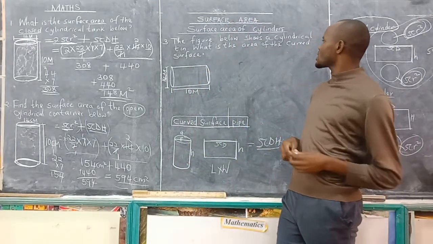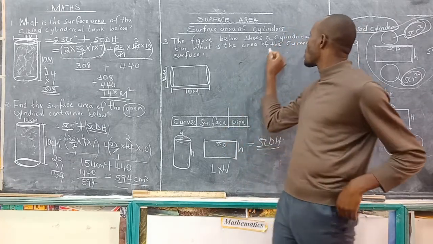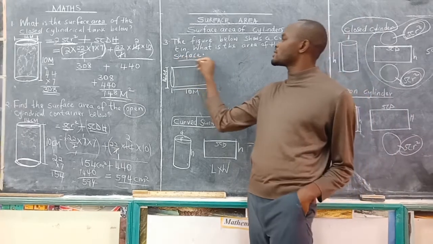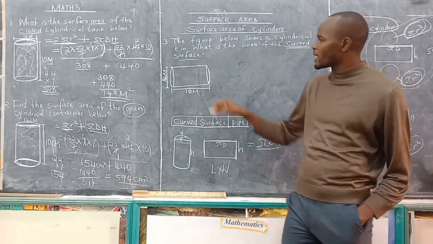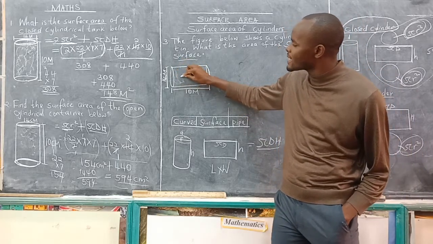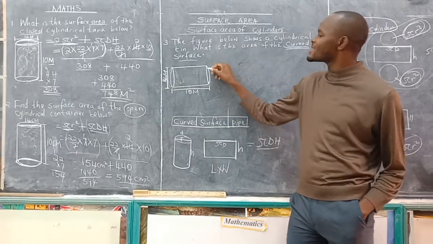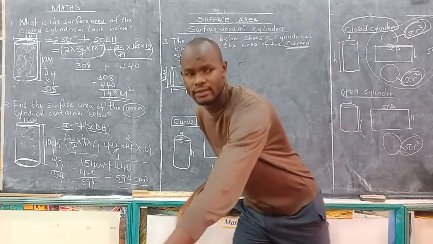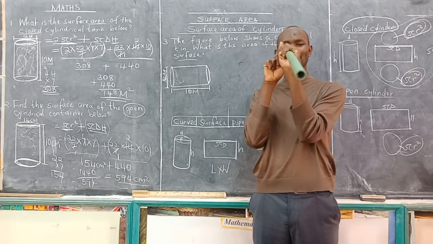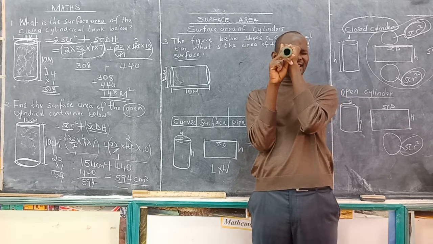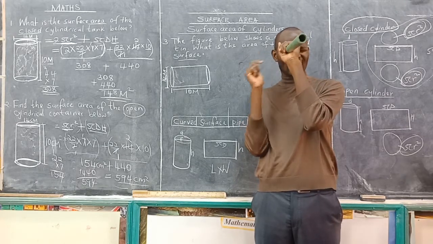The figure below shows a cylindrical tin. What is the area of the curved surface? In other words, what is the surface area of the curved part? And we have said, if it is just the curved part, the circles are not there. There is nothing. You can see the other end. There is no circle here, and there's no circle at the other end.